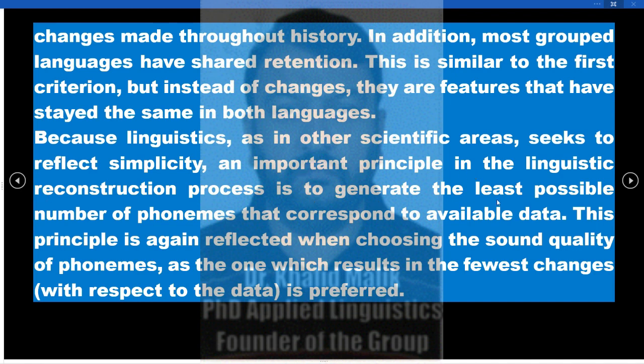Because linguistics, as in other scientific areas, seeks to reflect simplicity, an important principle in the linguistic reconstruction process is to generate the least possible number of phonemes that correspond to available data. This principle is again reflected when choosing the sound quality of phonemes, as the one which results in the fewest changes, with respect to the data, is preferred.